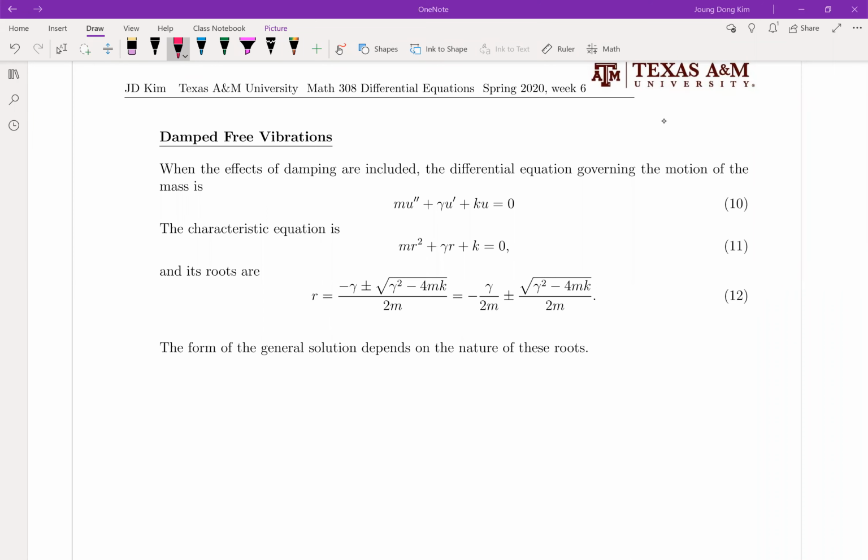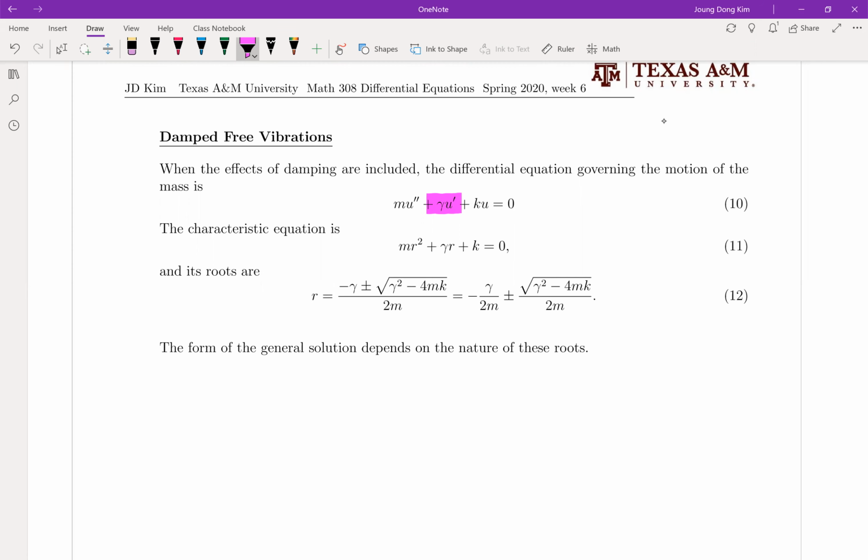Okay, let's talk about damped-free vibrations. Like in the previous video, we talked about undamped free vibration motion, which means there was no damping term. But for this one, we're going to add a little bit more. We're going to have a damping term, which is gamma u prime. I'm talking about this term.